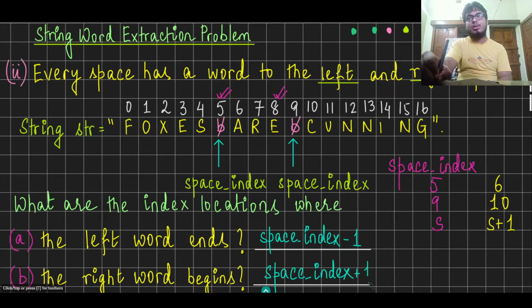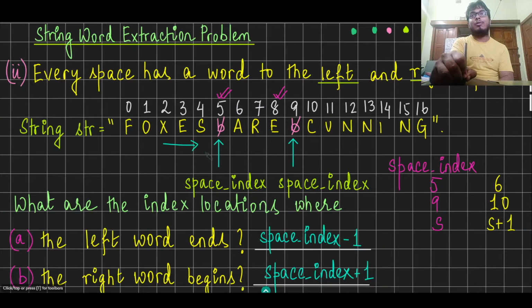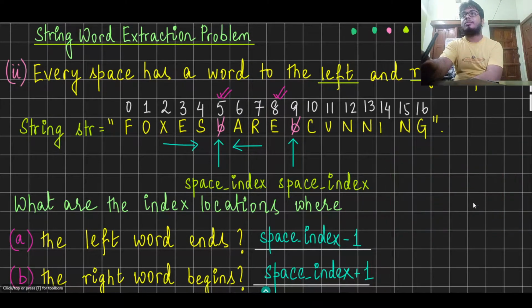I hope you have understood what I've tried to demonstrate here. Let's go through it one second. So given a space index, your objective was to find out the index where the left word ends and where the right word begins. So in general, we have found that whenever we have a space index, then the left word would end at space index minus 1 and the right word would begin at space index plus 1. So this observation would be required shortly in the next slide. All right.